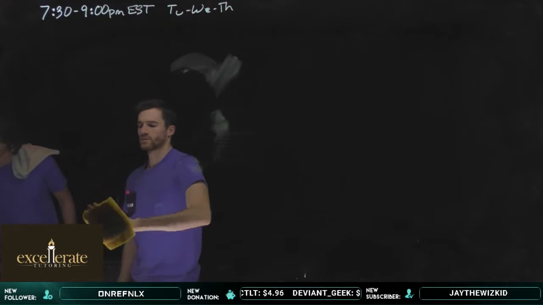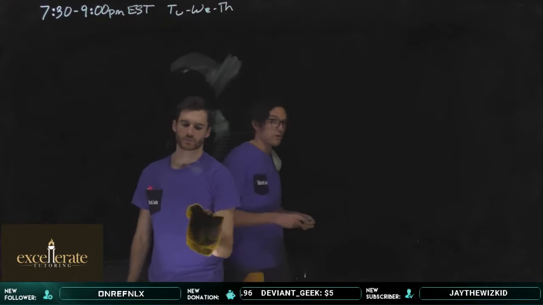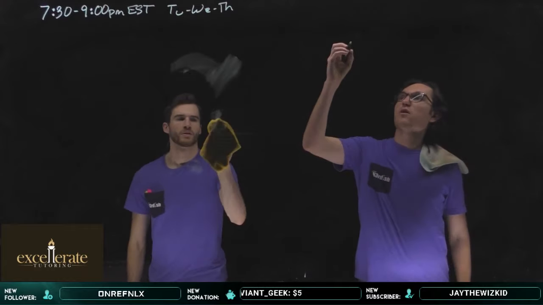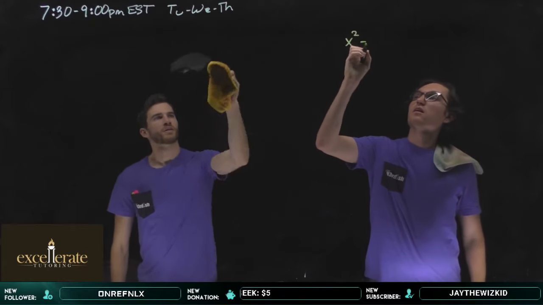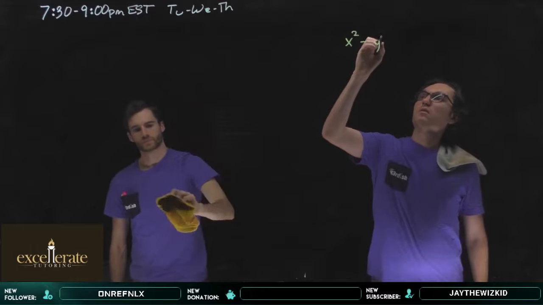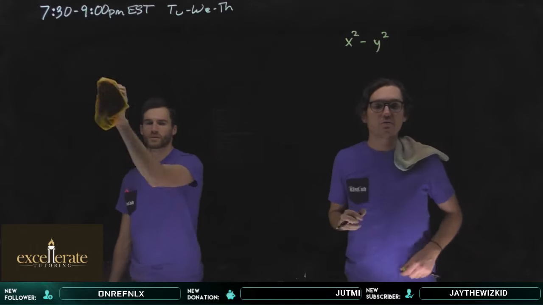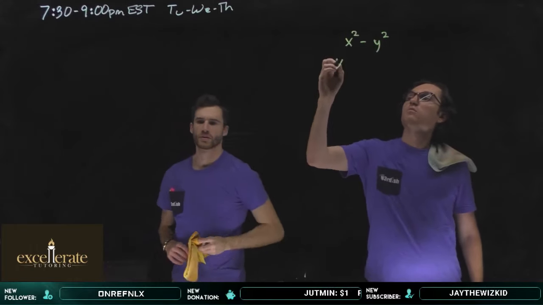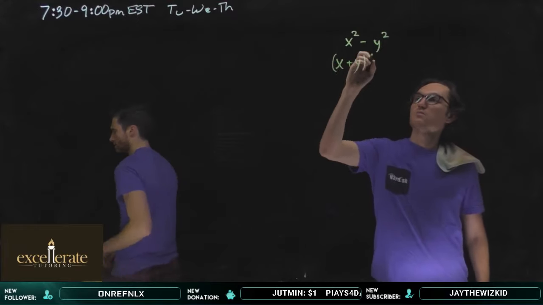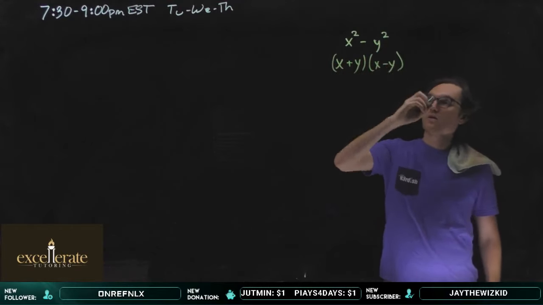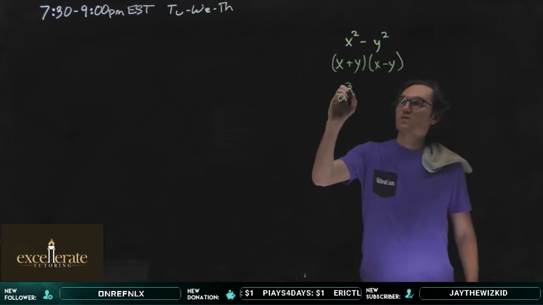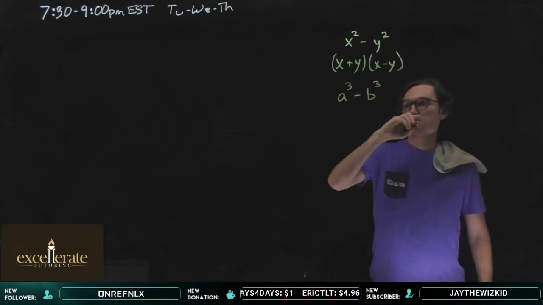Ah, jeez. All right. Well, hey, this is a learning experience for all of us. So you probably know the factoring pattern for the difference of squares, x squared minus y squared, which is x plus y times x minus y. Well, from the same people who brought you the difference of squares is the difference of cubes and the sum of cubes.